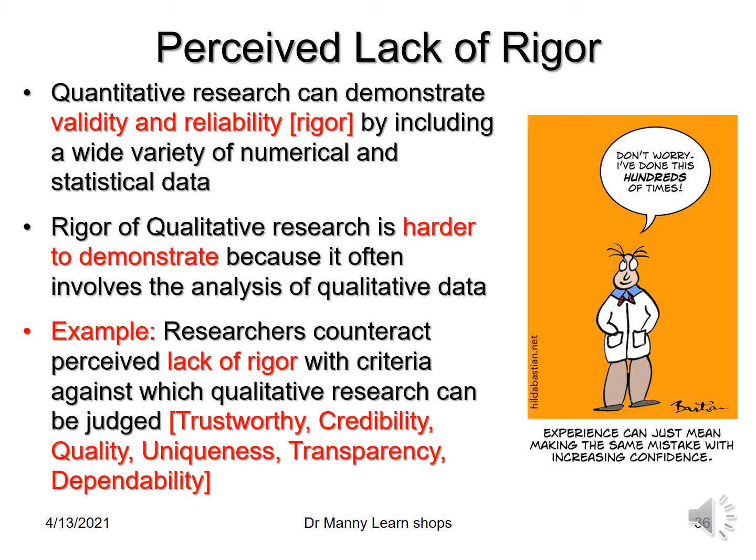So for example, qualitative researchers counteract perceived lack of rigour with criteria which qualitative research can be judged against, such as trustworthiness, credibility, quality, uniqueness, transparency, dependability, confirmability. The list goes on and on, because there are certain academics in qualitative research that have their own way of validating rigour.